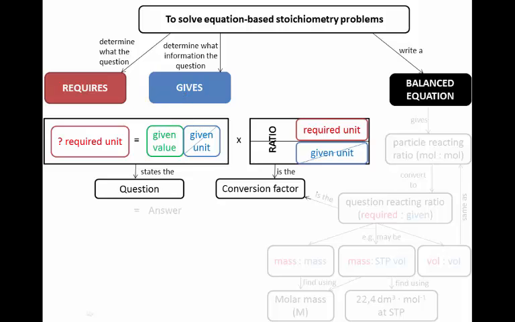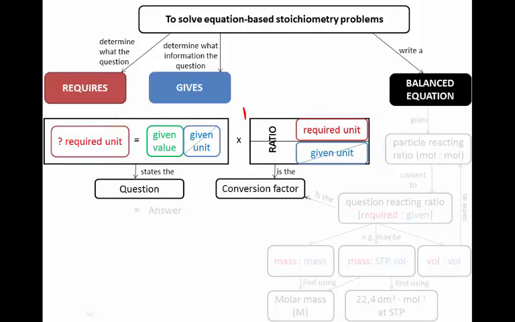Then you need to multiply this by a conversion factor. And the conversion factor is the ratio in which the relevant substances react with one another, but not any old ratio in which they react. Only that ratio which is useful for answering this particular question. In other words, one which has the given unit at the bottom so that it can cancel away the given unit in the question, and the required unit at the top so that it can introduce the required unit, which is what you are asked to find out.